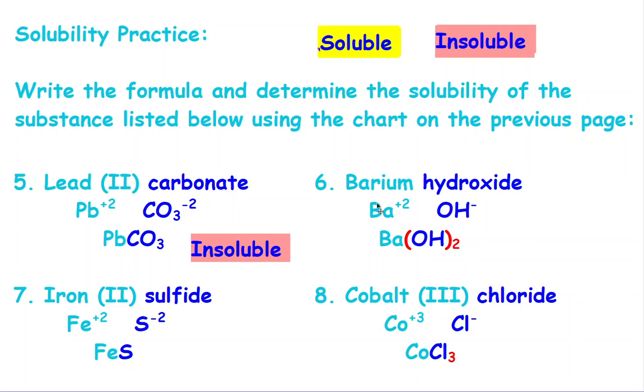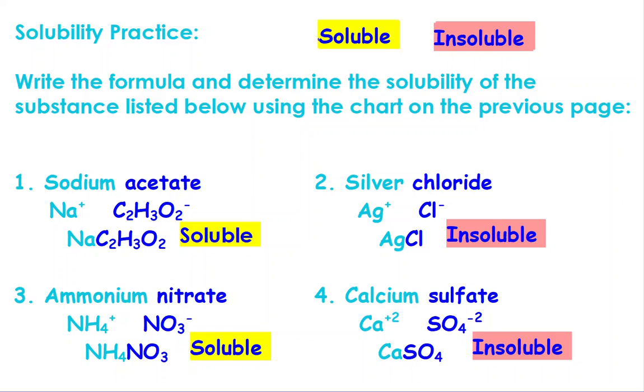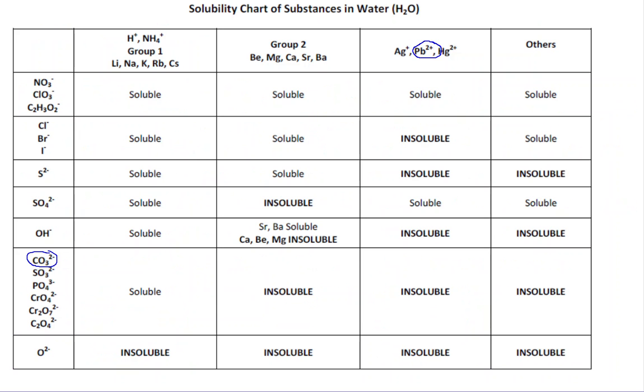Barium hydroxide. There's the chemical formula. Remember to put parentheses around your polyatomic ion, otherwise you're changing the formula of the polyatomic ion. Barium is in group 2. Hydroxide is right here. So if we look here, oh, wait, there's a lot of writing here.